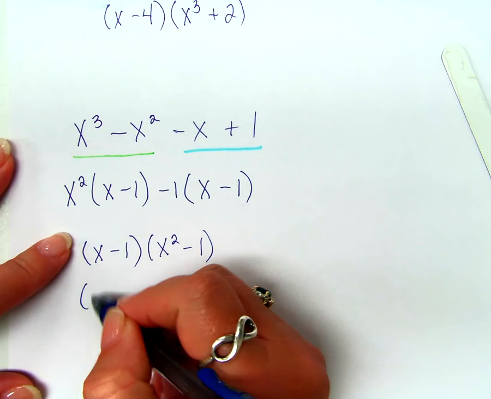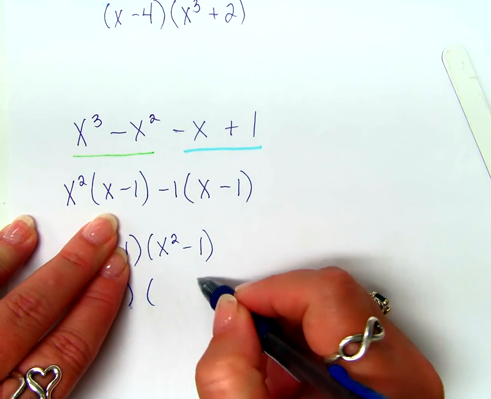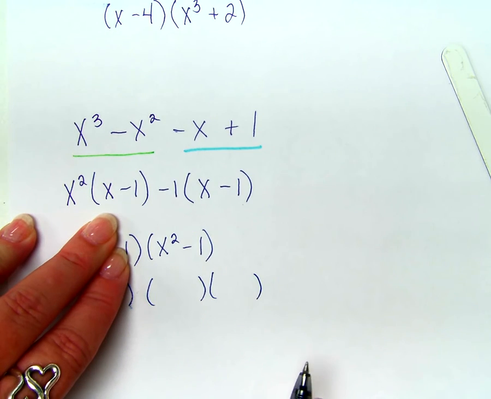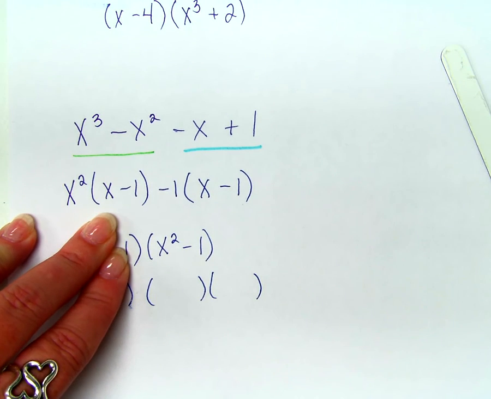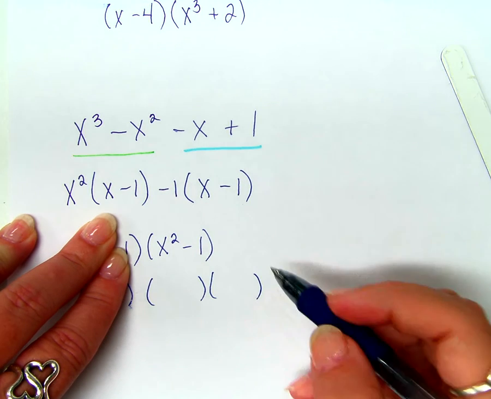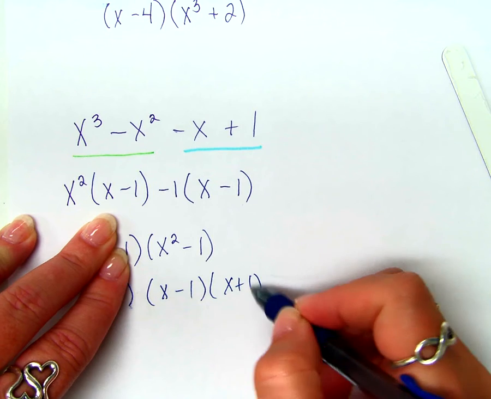So I have this one, because it was already there. And then for difference of squares, I get 2 binomials, right? What are my 2 binomials? Do you remember? X minus 1, x plus 1. That's exactly right.